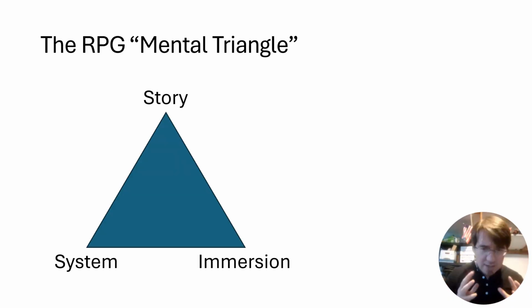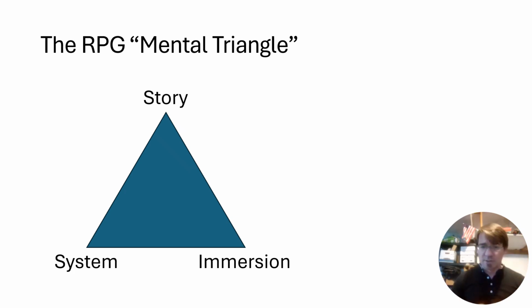So the idea of the mental triangle is that there are these three different mental processes that we have to pull from. Right, so we have story, we have system, and we have immersion. Now you can see in the triangle that I put story at the top. There's no particular reason for that. This is not a hierarchy or anything like that. It isn't like story is built on system and immersion.